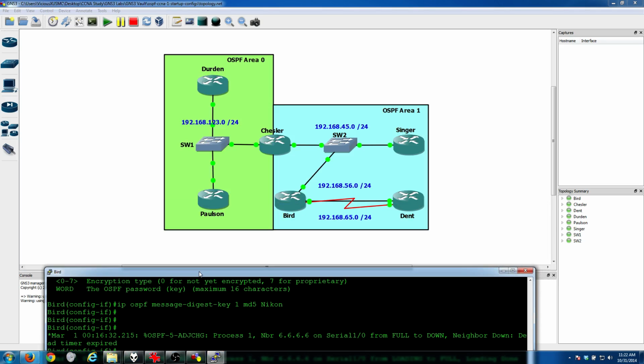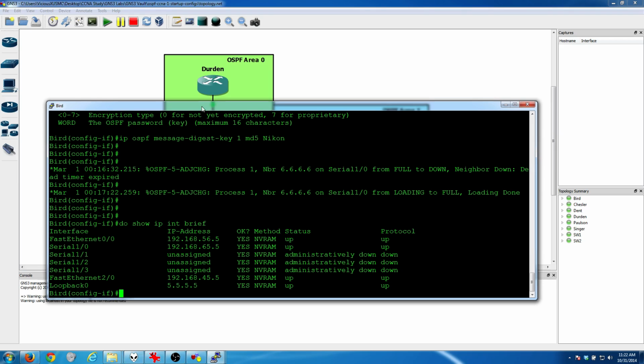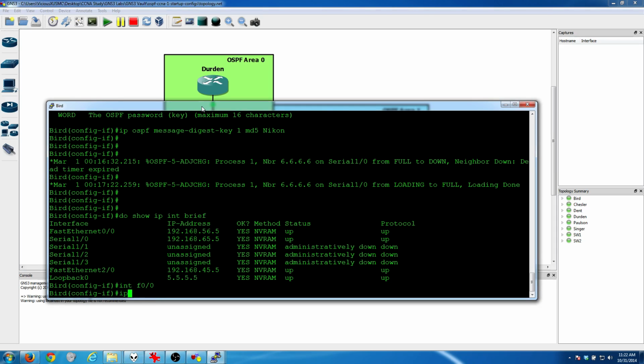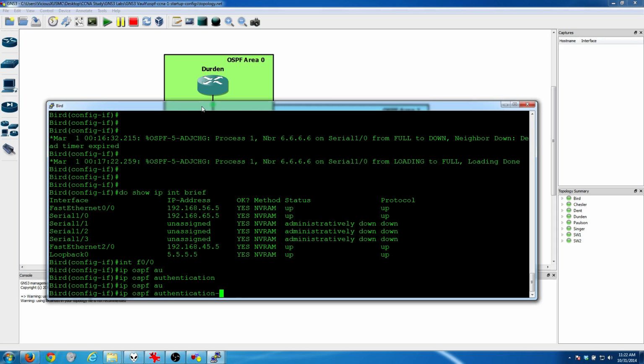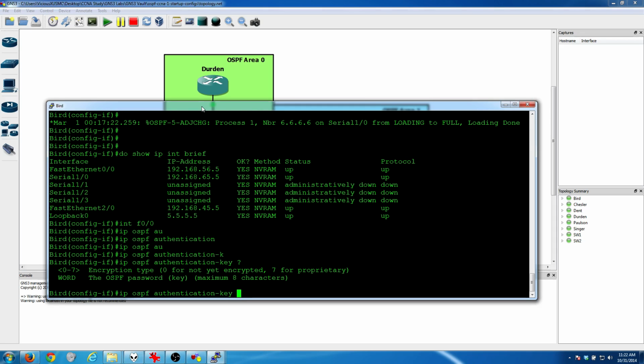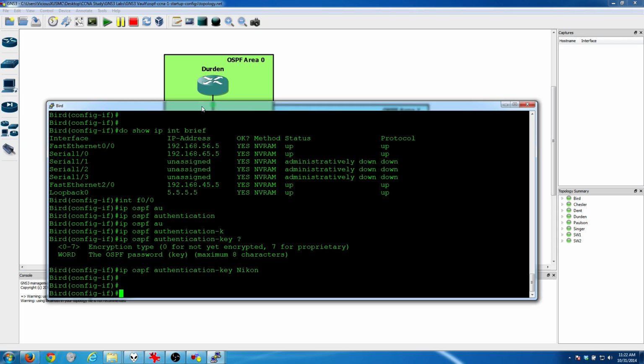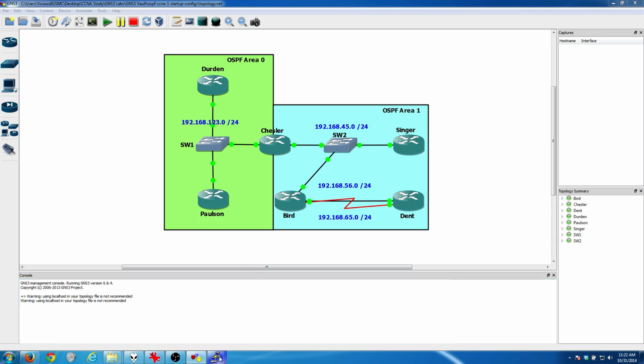Okay, so 56. I better make sure we're on the right one. Yes, 56. So fast Ethernet 0/0. So now we're doing IP OSPF authentication, and that's that for turning on the authentication. Then now the authentication key. And that's that. That'll take down that interface in a moment. And we'll hop over to Dent.